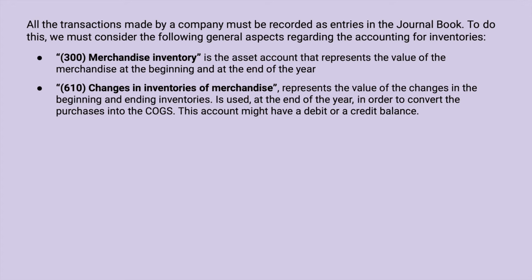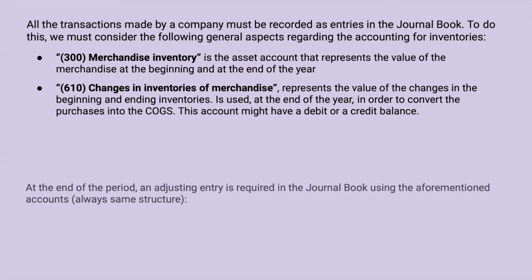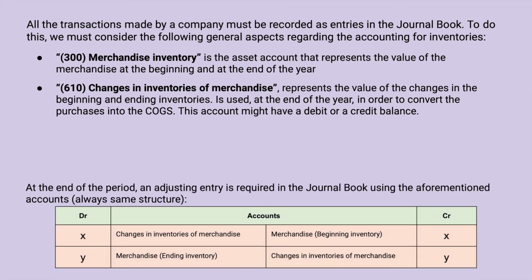With this account, we convert purchases into cost of goods sold. At the end of the period, we made an adjustment in the journal book with these two accounts, as we see in the table below. So the changes in inventory of merchandise will have three possible balances.